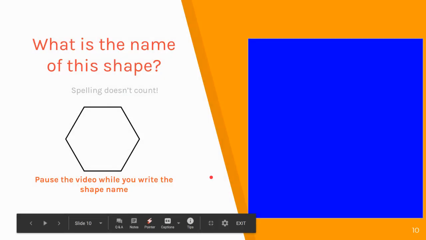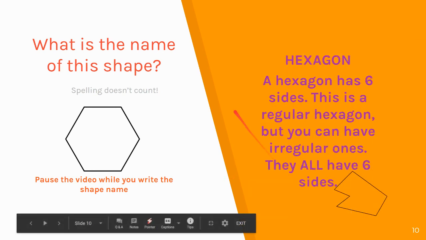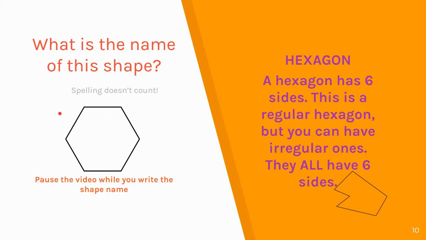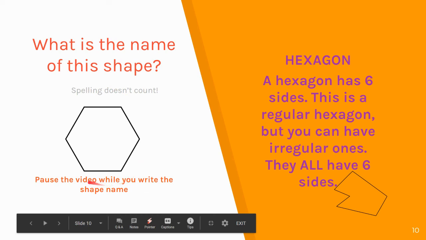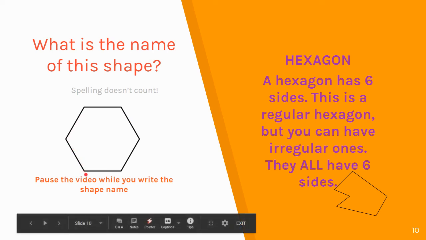What's the name of this shape? Make sure you count the sides. That's a hexagon. A hexagon has 6 sides. This one over here on the left, that's called a regular hexagon. Do you notice how all 6 sides are exactly the same length?